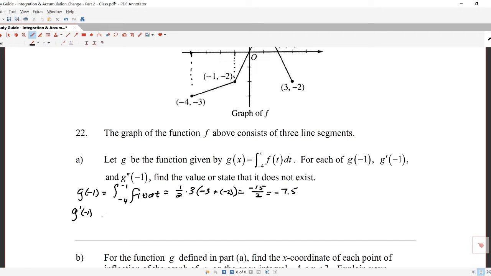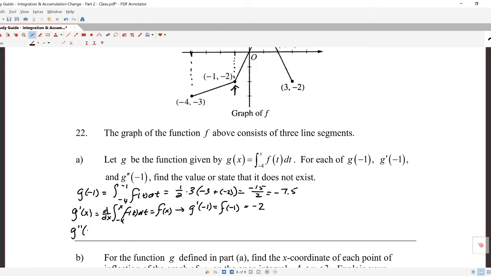G prime of -1. That means we want the derivative with respect to x of this. I'm going to start with finding just g prime of x first. And so the derivative of the integral, this is the fundamental theorem of calculus part 2, where they cancel out and we get f of x. So g prime of -1 is equal to f of -1. And we see that right up here on the graph. f of -1 is -2.